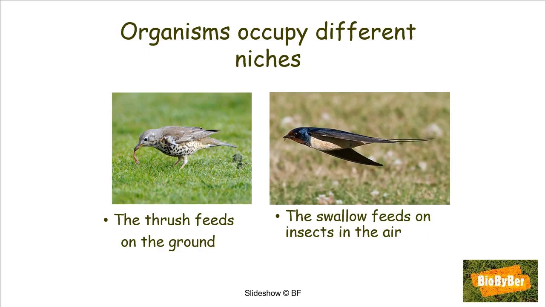Organisms will survive in an ecosystem if they occupy different niches. For example, the thrush feeds on the ground and likes to eat snails. The thrush can share the habitat with the swallow because the swallow feeds on insects in the air. These two organisms can share the same ecosystem because they occupy different niches or they have different roles in nature.